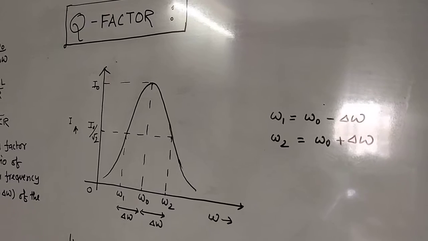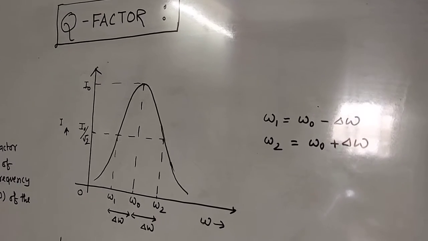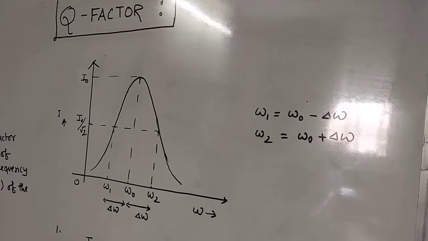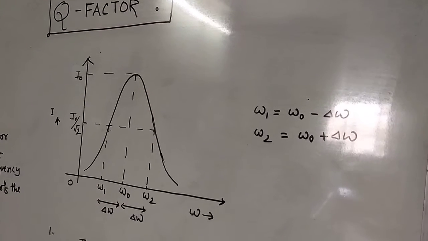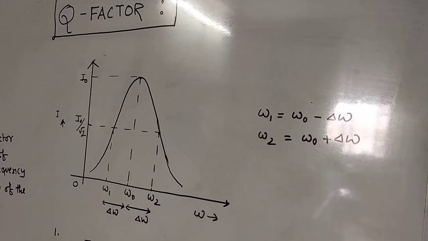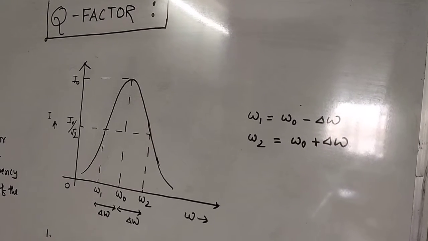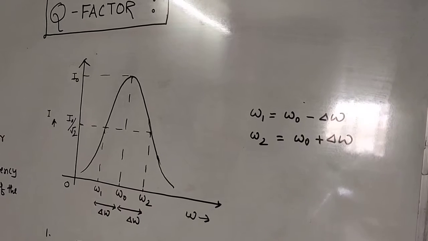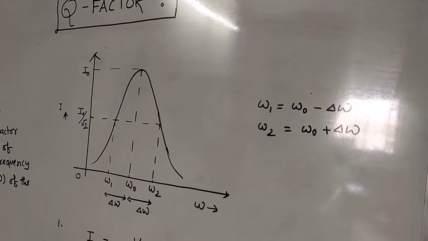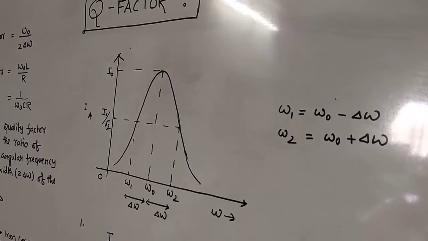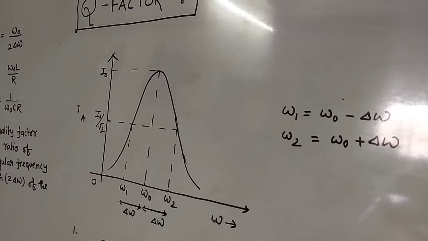Now you see this is a graph between current and angular frequency. The graph shows that the current is maximum at a particular frequency, and that frequency is your omega naught, and that frequency can be defined as your resonance frequency. Now already we have discussed the condition for resonance.